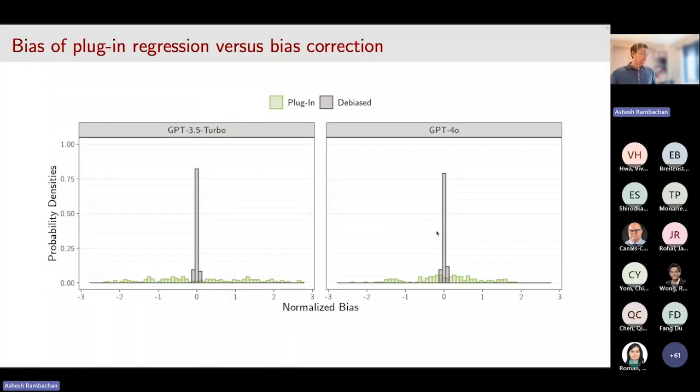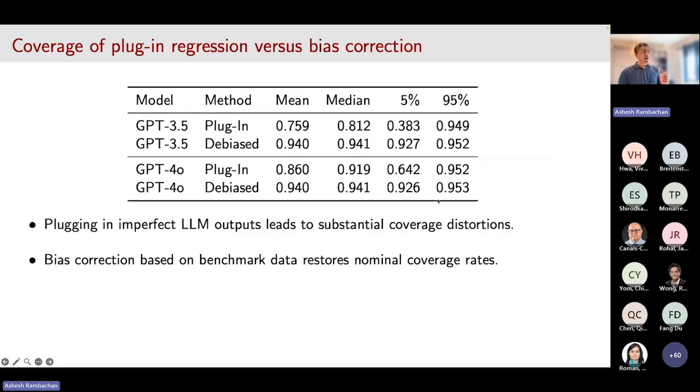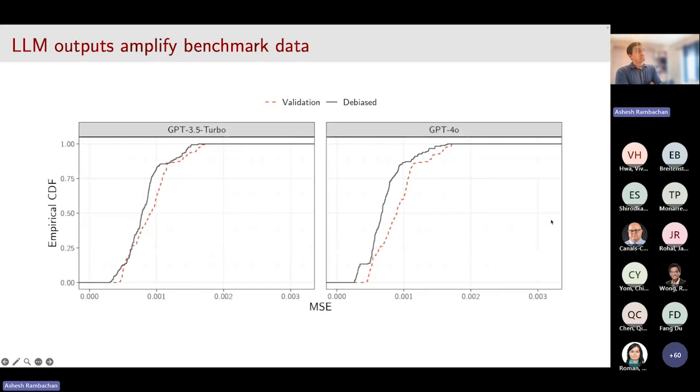So the first is, debiasing actually works. If you look across regression specifications that I showed earlier, debiasing generates point estimates that are approximately unbiased for the beta star of interest. Furthermore, debiasing leads to correct coverage of confidence intervals for both 3.5 and turbo. A 95% confidence interval has 95% coverage across all specifications, whereas naively plugging in can lead to quite substantial size and coverage distortions.